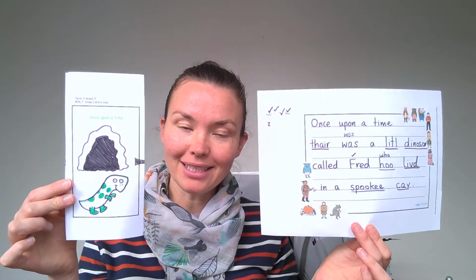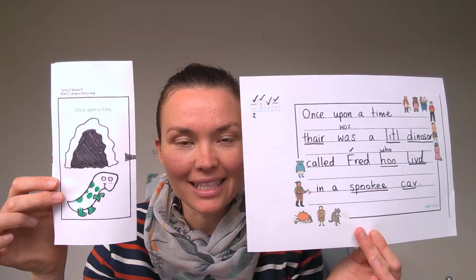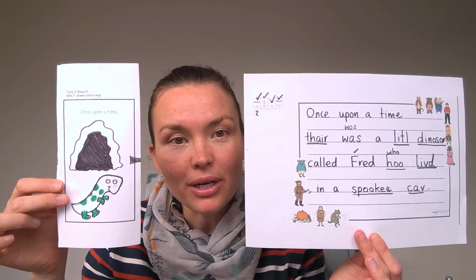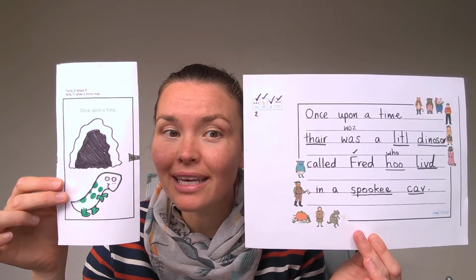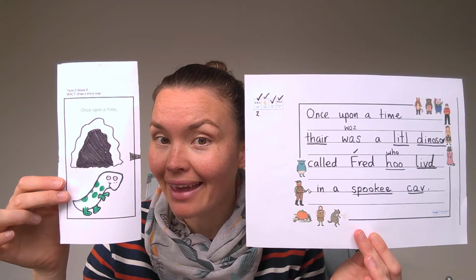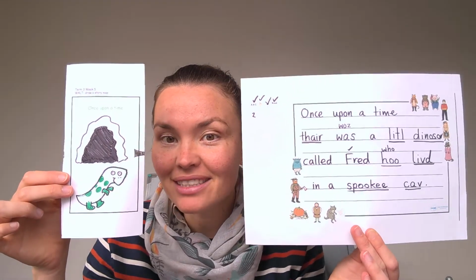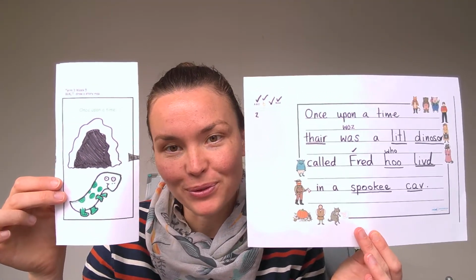But first I've got to read my writing from yesterday to refresh my mind about what my character is, where they live, what's their name, and so on. You need to do the same. So I have my map, I have my writing. Let's read this together. Once upon a time, there was a little dinosaur called Fred who lived in a spooky cave. So there's my beginning of the story.